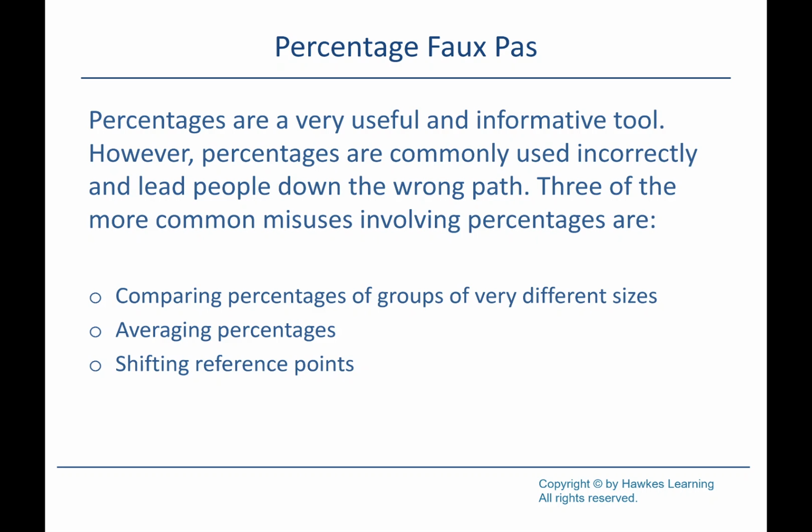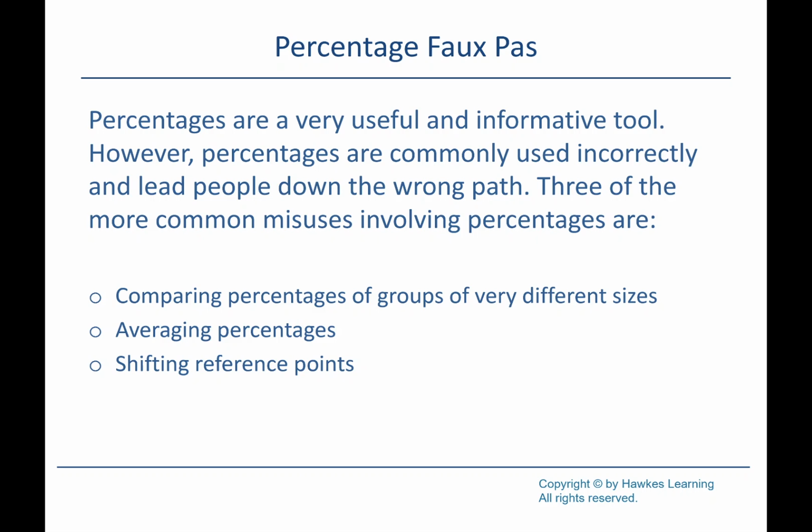The second one says we don't want to average percentages. That's if we've got a bunch of different data that's percentages. We don't want to add them together and divide by how many we have, right? We don't want to take the average, and we'll see why that is not a good idea. And then the last one's really tricky, something that's hard to catch if you're not looking for it. Something we're going to call shifting reference points. So we're going to look at an example of when each one of these can be misleading.